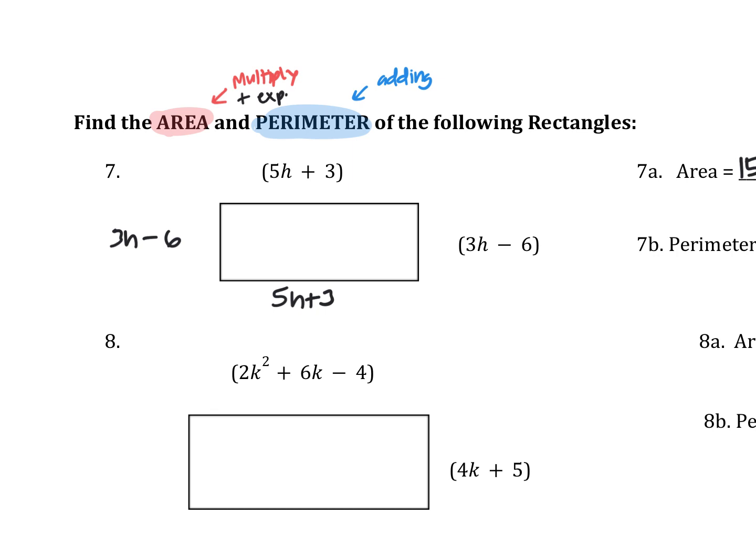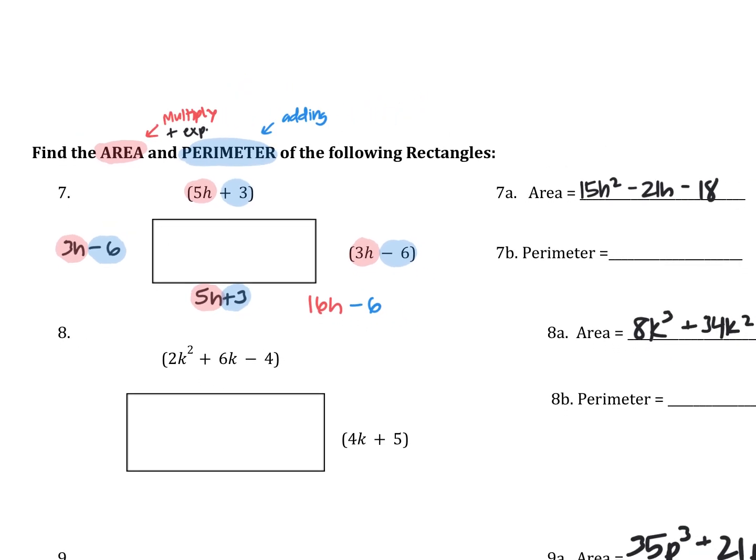So I would take and add all of my h's, so 3h plus 5h plus 3h plus 5h would give me a length of 16h. Then I can go and combine all of my other numbers together, so -6 plus -6 plus 3 plus 3 would give me a total of -6. So my perimeter would be 16h minus 6. Two very different answers. Area, you add the exponents. Perimeter, you just add all of your like terms together.